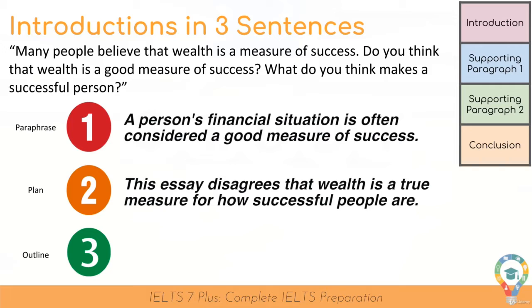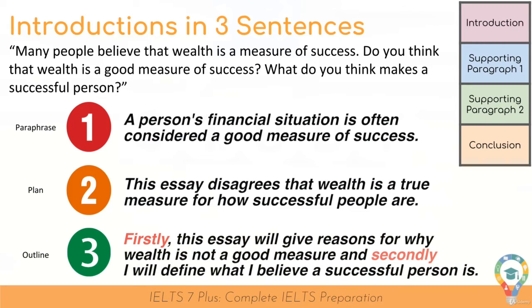And here I am telling the examiner that I disagree that wealth is a true measure of how successful people are. Next, I'll move on to my outline sentence and describe what I will discuss in supporting paragraph 1 and 2. By using the time openers firstly and secondly, I can tell the examiner what I will be writing in each supporting paragraph. Again, this shows that you fully understand the question and can plan to give a real response and answer the question.